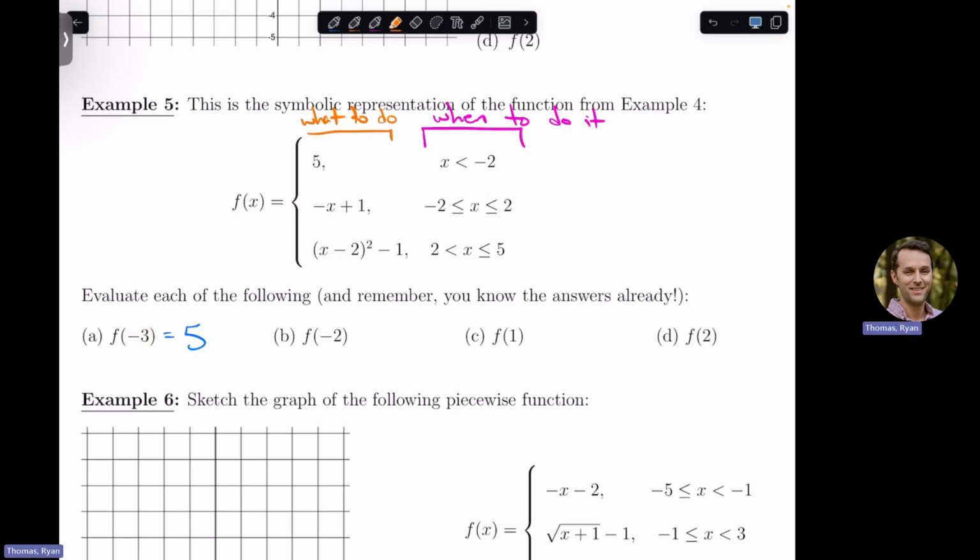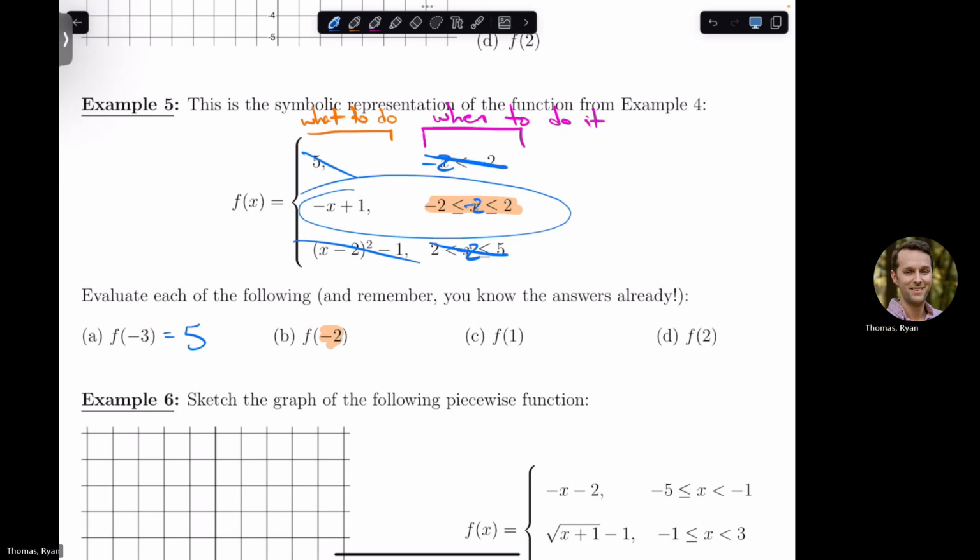Okay, how about -2? First, which slot does it fit into? Second one. That's the only one of those that, if I replace x with -2, would be true. Right? -2 is not smaller than -2. -2 is not between 2 and 5. So I ignore those and just concentrate on this. I decide, okay, I'm going to use this piece. Then f of -2 would be negative x plus 1.